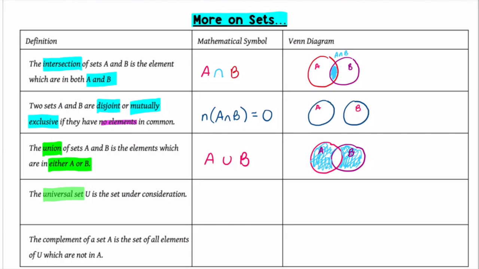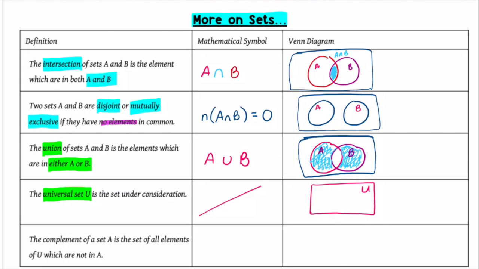That's our union. The universal set. The universal set U is the set under consideration. So as far as this goes, there is no symbol for that, so I'm just going to cross this out. And if I am drawing a Venn diagram of our universe, this is our main set. Most often when we draw Venn diagrams, we do have this universal set. So we are always dealing with some universe we're living in, to make it more accurate. So there's our universal set.